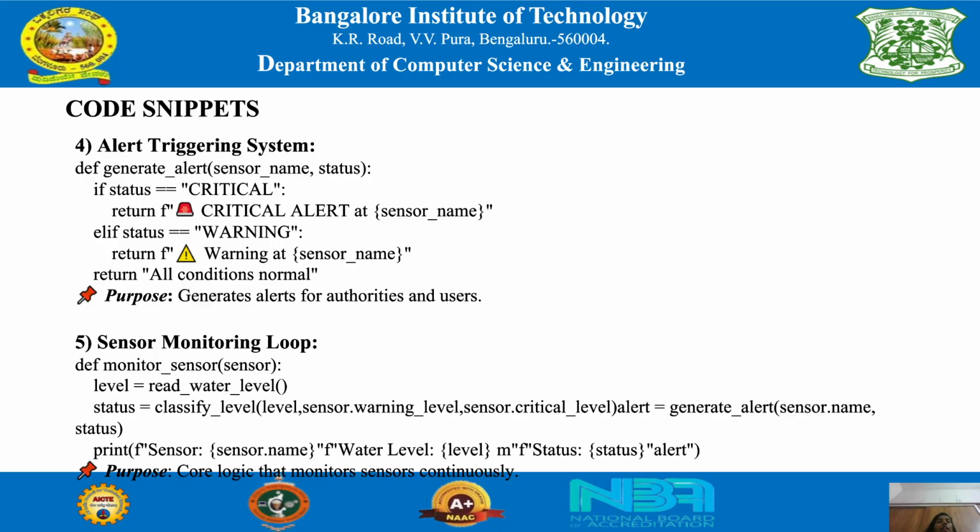The fourth code snippet is the alert triggering system. So def generate_alert(sensor_name, status): if status is critical, critical alert at sensor name. If status is warning, then return warning at sensor name. Otherwise, return all conditions are normal. This generates alerts for authorities and users.